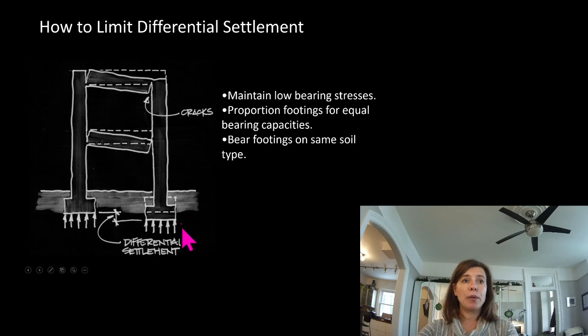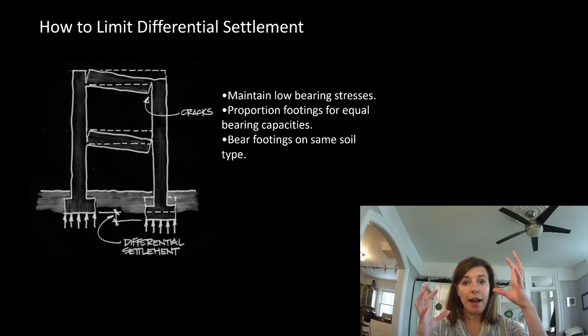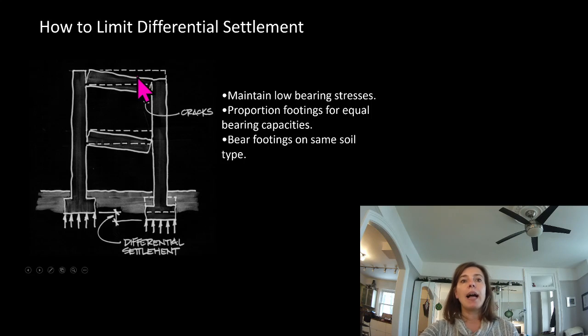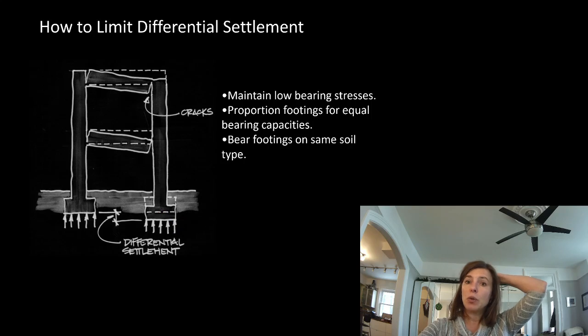What can we do about differential settlement? You can see here that this side is on less stiff soil, and so it's sinking more and we end up with cracks. It's not great to have the whole building settle, but it's worse to have part of it settle because that can actually damage your building. We can maintain low bearing stresses. We can proportion the footings so that it evens out the load to be the equivalent stiffness, similar to what we talked about with concrete and load sharing.